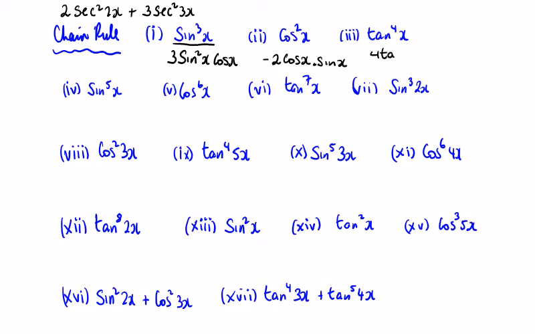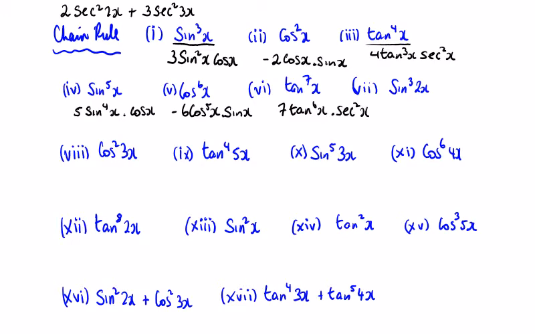This one goes to 4 tan cubed x, and differentiating tan x, we get sec squared x. Sine to the power of 5 x is 5 sine to the power of 4 x. Sine x goes to cos x. So 5 sine to the power of 4 x cos x. This one becomes 6 cos to the power of 5 x. And cos x goes to minus, put it at the front, sine x. 7 tan to the power of 6 x, and tan x goes to sec squared x.